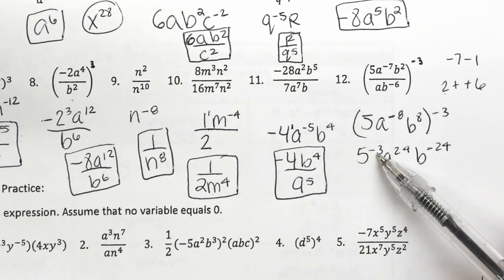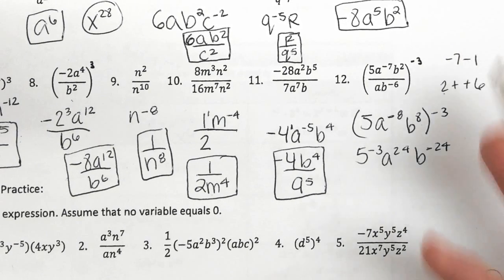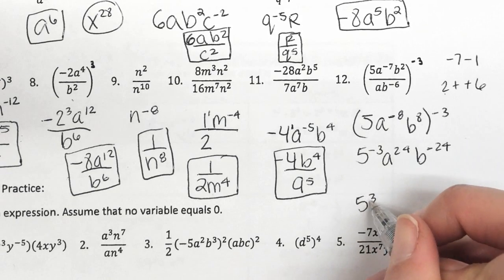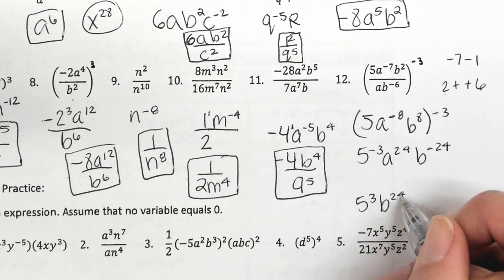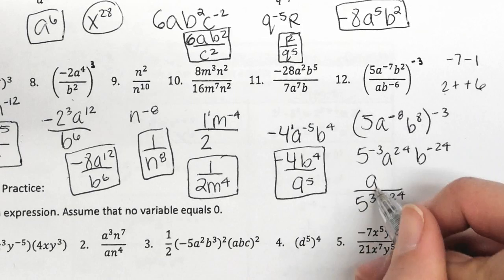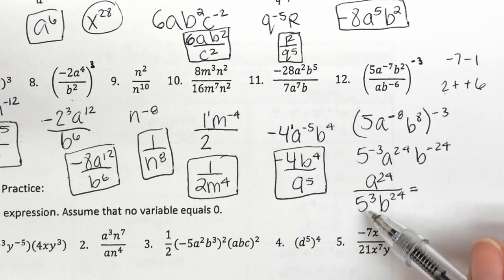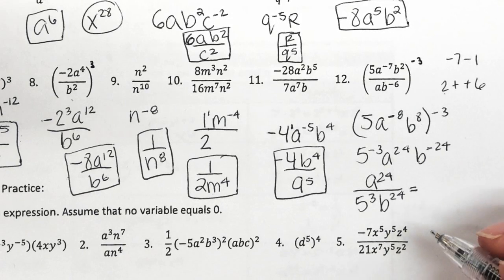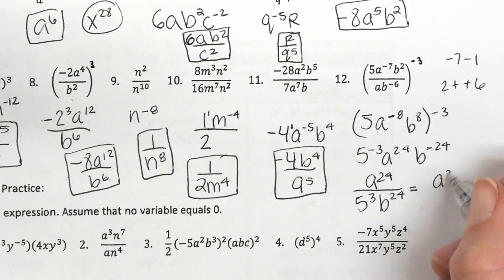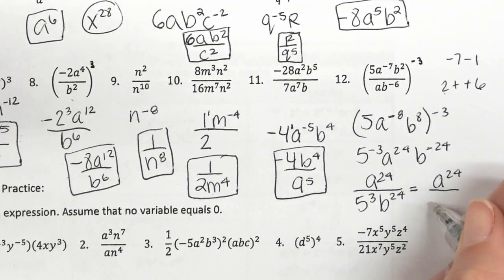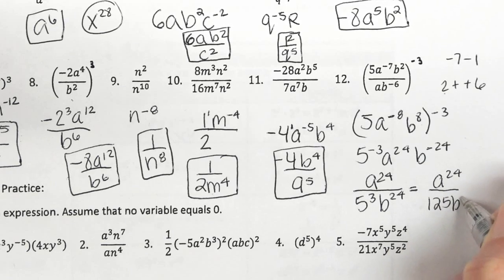Alright, so 5 to the 3rd we have to bring down, correct? What else? Good, and on top we'll have, okay, last thing we need to do is go ahead and cube that 5. That's going to be what? Good. So this is A to the 24th over 125 B to the 24th.